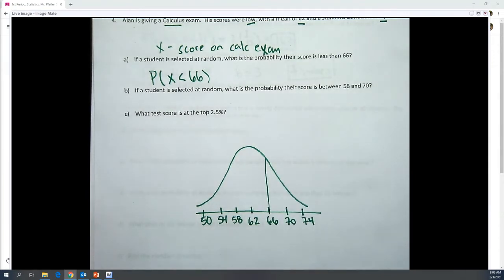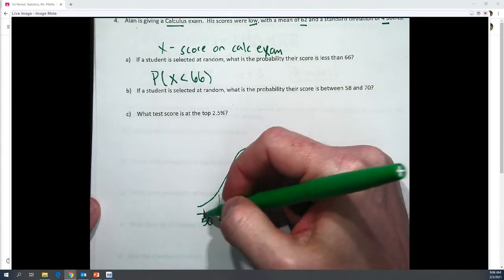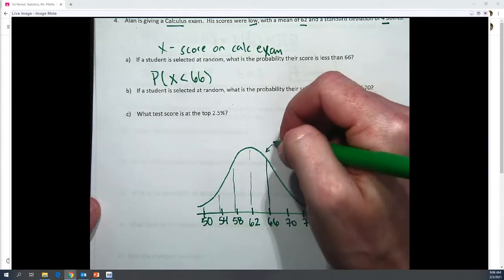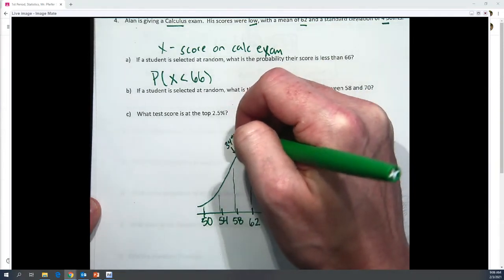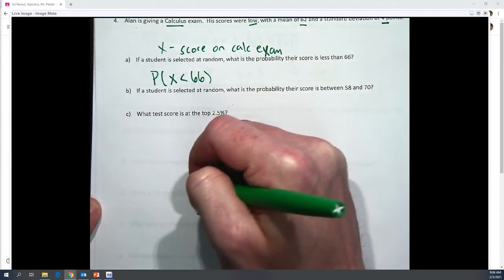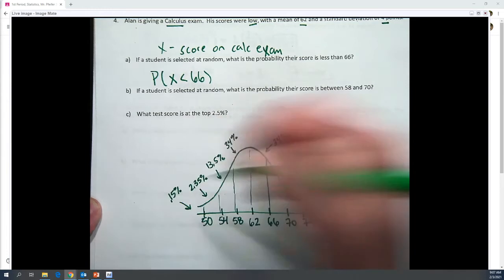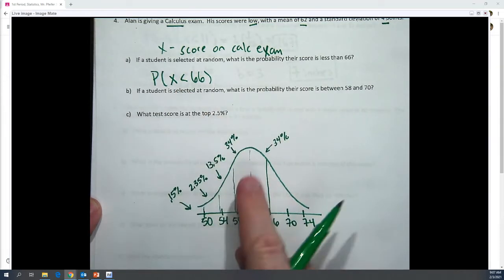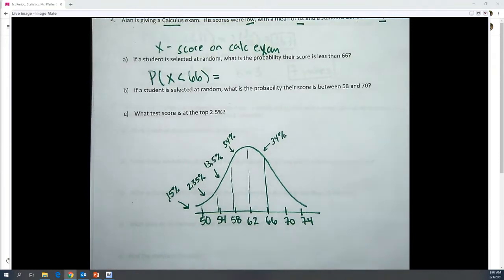And then what I'm doing in my head, at least, is I'm thinking about those regions. So you could always mark them down if you want to. If you want to, you can also just use the power of memory. So this was 34%, 34%, 13.5, 2.35, and 0.15%. So the chance of being less than 66, I'm just going to add up all of these areas to the left. And that's going to be, I believe, 97.5%.